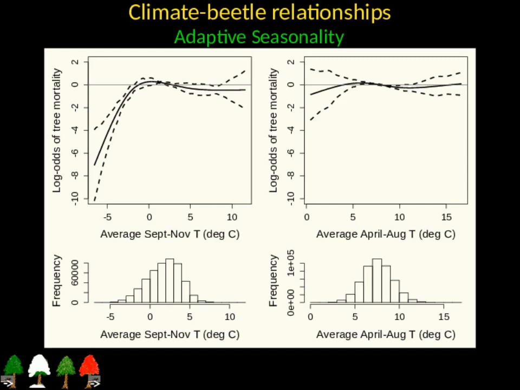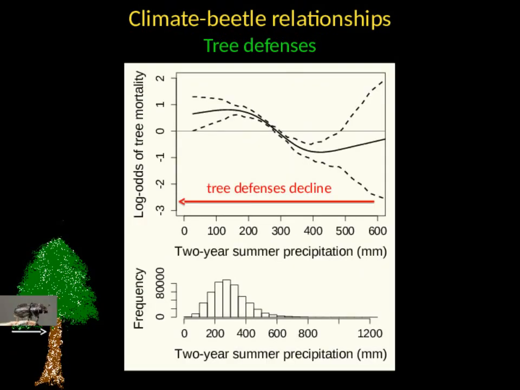Then tree defenses represented by summer precipitation. When there's less precipitation, trees have lower defenses, and so there's a greater chance that they will die from beetle attack. This all makes sense based on work we did solely in the Greater Yellowstone to start this project, and based on what we know about beetle outbreaks in lodgepole pine, which is their more common host.